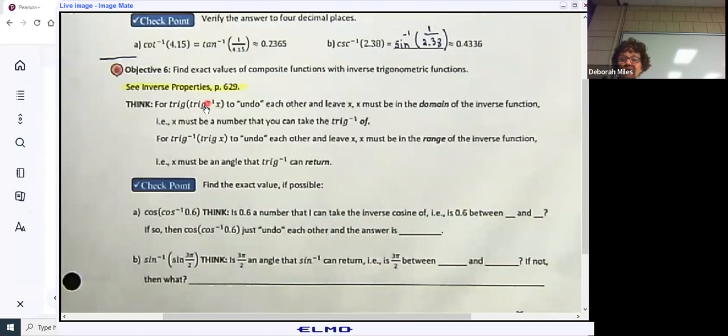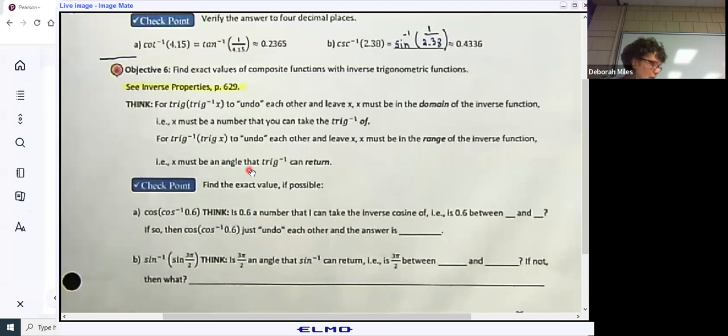That's when the inverse trig function is the inner function. X must be in the domain of the inverse function. That is, x must be a number that you can take the inverse trig of. And then if inverse trig is your outer function, then x has to be a number that that inverse trig function can give you. You can't say inverse trig of something undo each other and leave you x if x is not an answer that inverse trig can possibly give you.